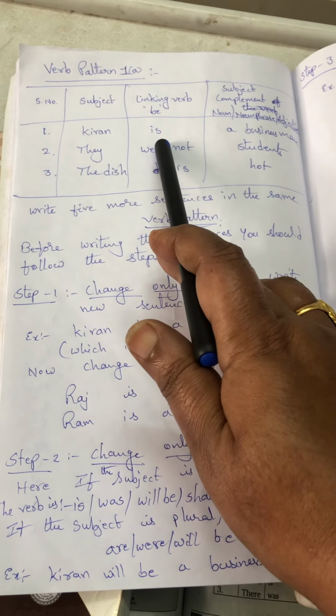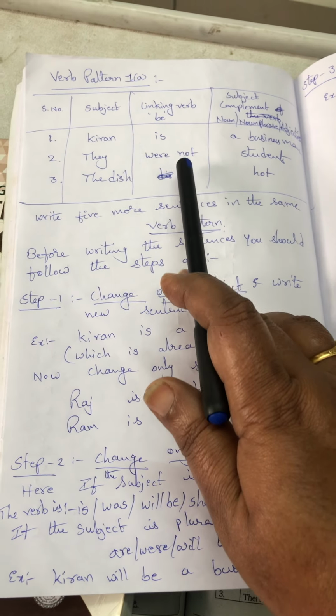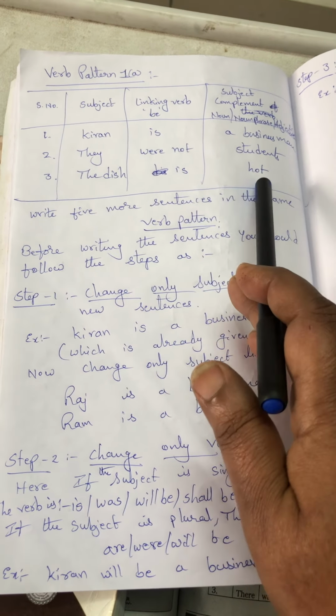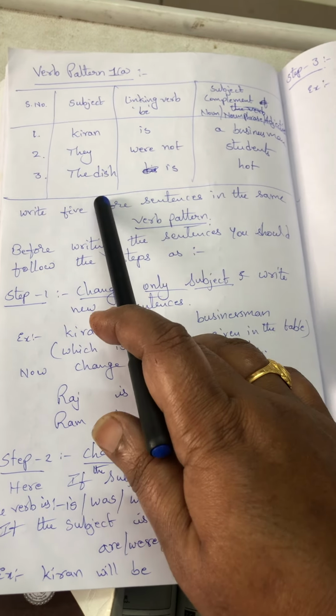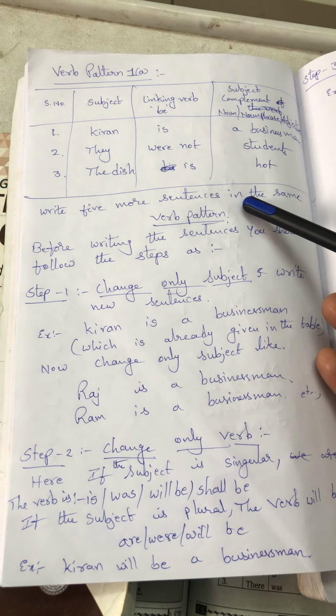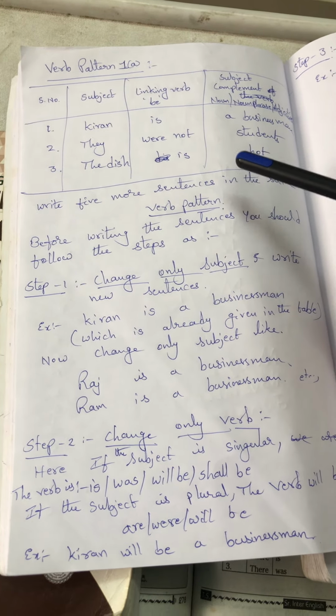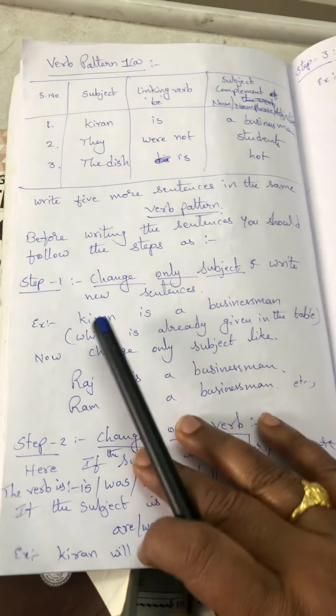Is represents the present tense. So the verb is here present only. They were not students. This is a negative statement. The dish is hot. Like this the sentences are given and they will be asking you to make some more sentences from the given pattern.